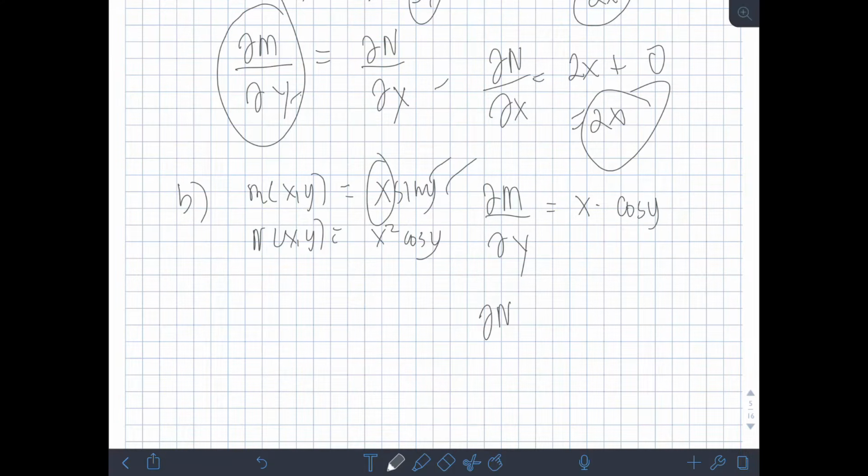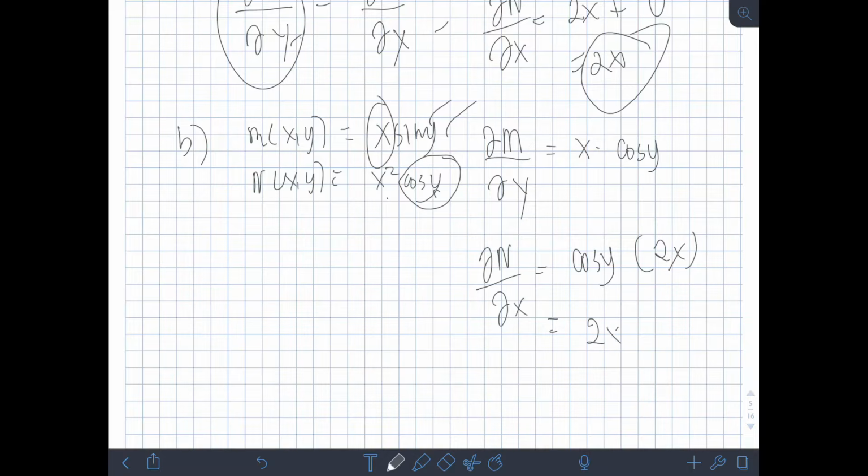Now, partial derivative of N with respect to x, constant naman ngayon si y. So, itong cos y, pwede lang natin siyang igilid, multiplied by the derivative of x squared, which is 2x. So, therefore, we have 2x cos y. So, therefore, hindi sila equal. Kasi ito, dN over dx, itong partial derivative of N with respect to x ay may constant na 2. While itong partial derivative of M with respect to y ay wala.